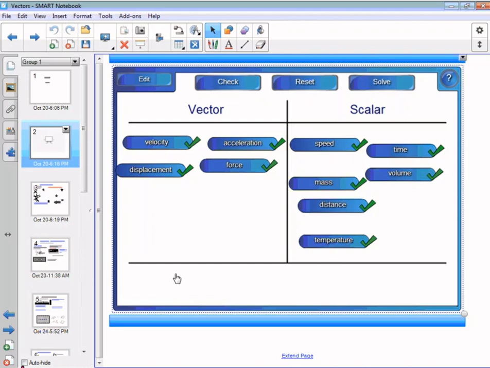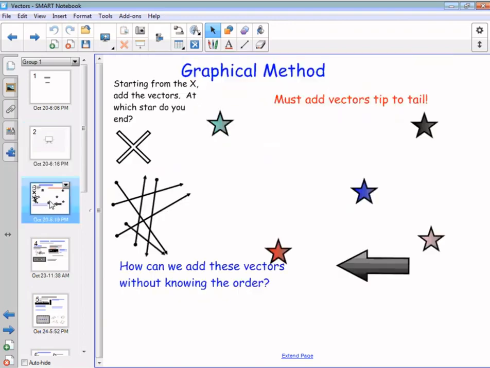This is the best class ever. One person in the room has to stand up. Let's move on. That was just a review of what we've already learned with vectors and scalars.